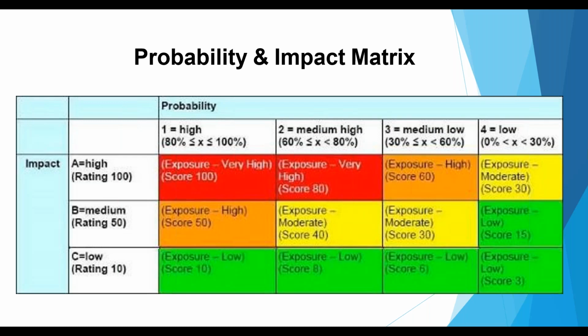And this is the overall result of a probability impact matrix. This is what I already explained in the previous slide. So this is a summarized version of the table here. Okay, next slide, please.